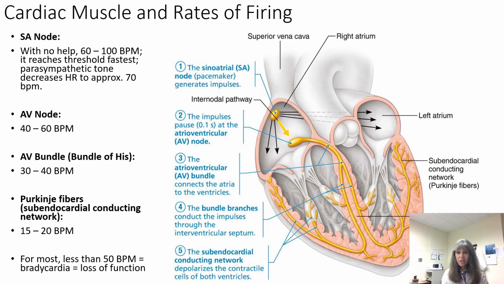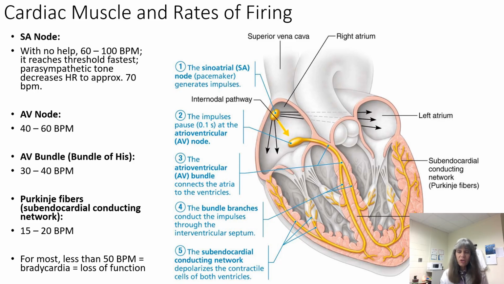And the atrioventricular bundle, or the bundle of His, is capable of depolarizing at 30 to 40 beats per minute, and then the Purkinje fibers, also known as the subendocardial conducting network or subendothelial conducting network, they can depolarize at 15 to 20 beats per minute.